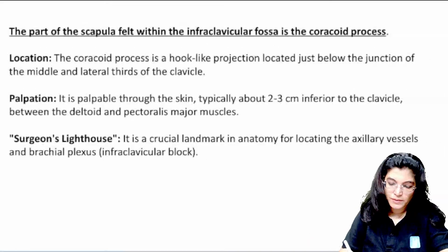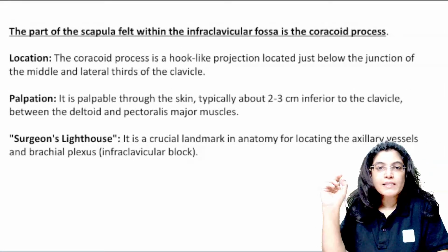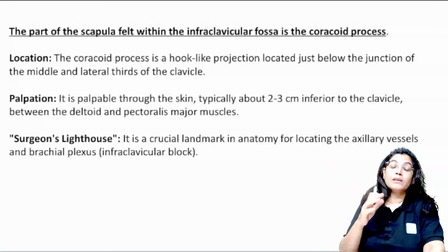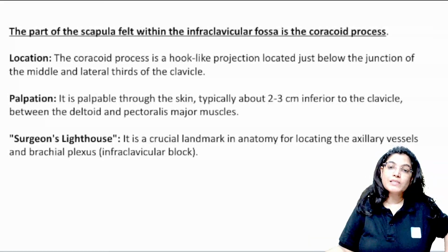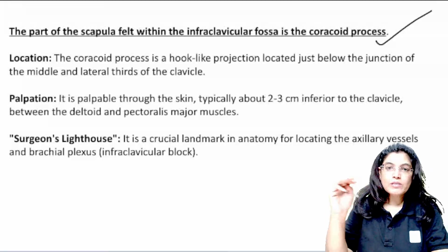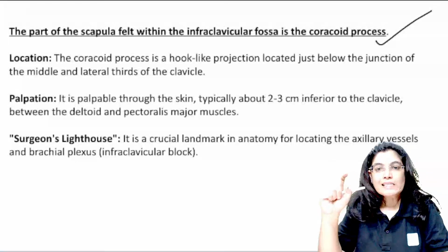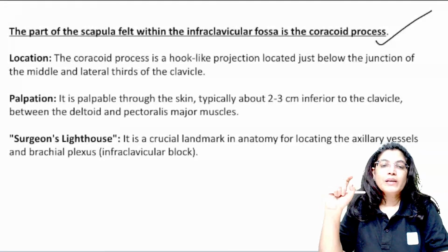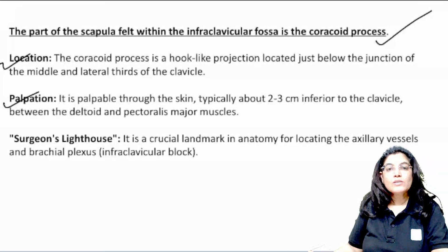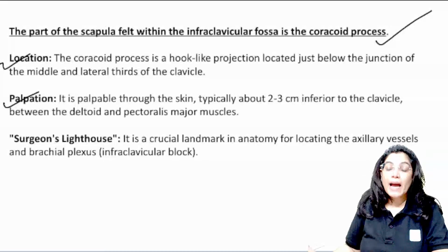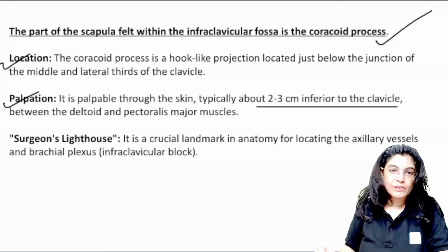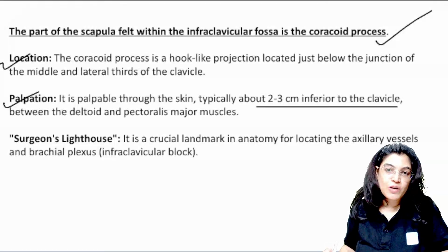Let's come to the explanation. The part of the scapula felt within the infraclavicular fossa is the coracoid process of the scapula. The coracoid process, as we know, is a hook-like projection seen at the junction of the middle and lateral third of the clavicle. This hook-like projection can be palpated through the skin approximately 2 to 3 centimeters inferior to the clavicle, exactly between the deltoid and pectoralis major muscles.